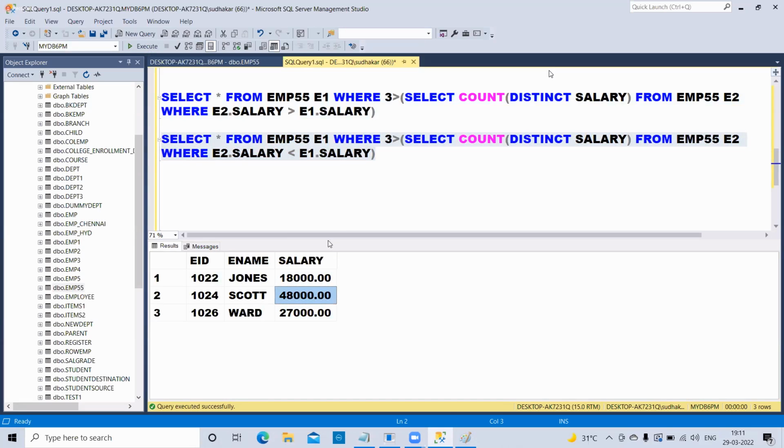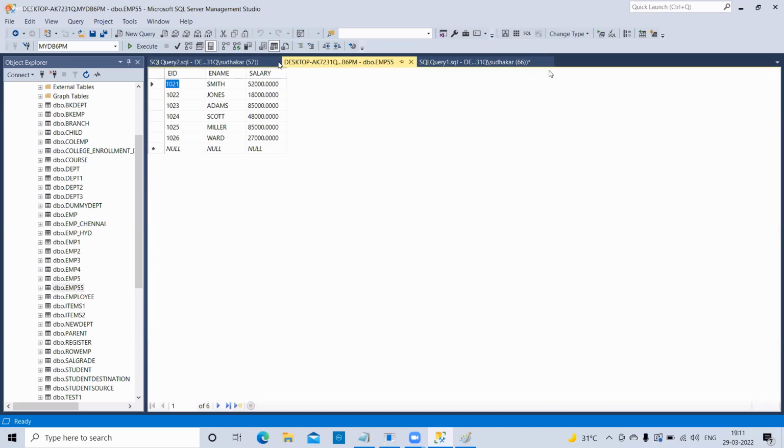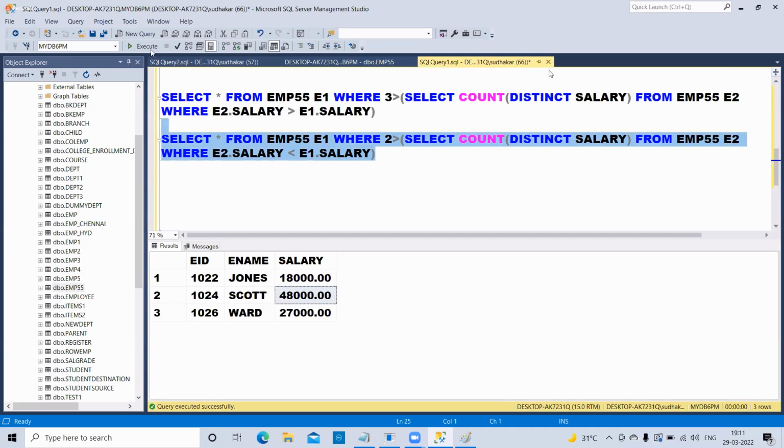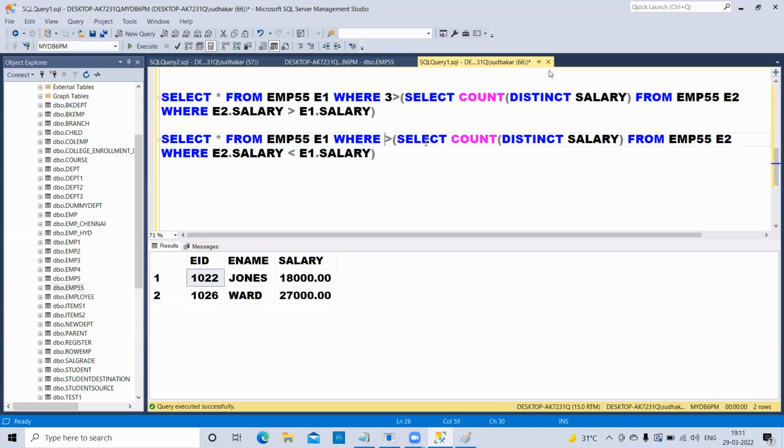Suppose I want the top 2, then here I change it to 2 and give it here. The top 2 lowest salaries will be like this. So we got the top 2 lowest salaries. Suppose you want the top 10, then what do we do? Here I just pass 10. The query will be the same, the subquery will be the same, just your logic will change.